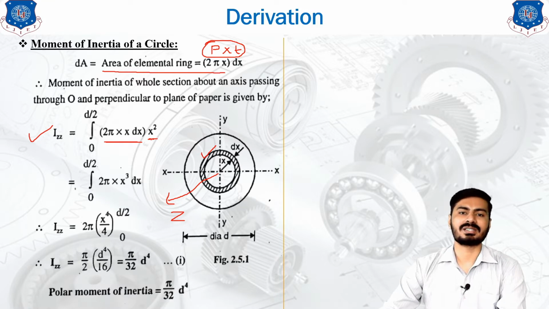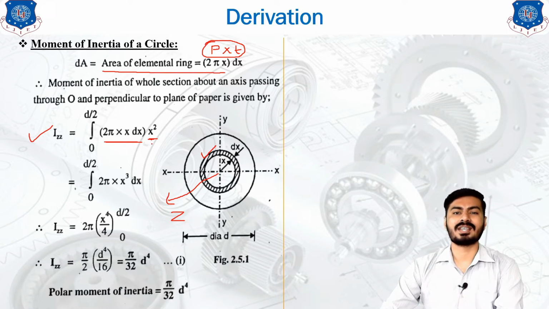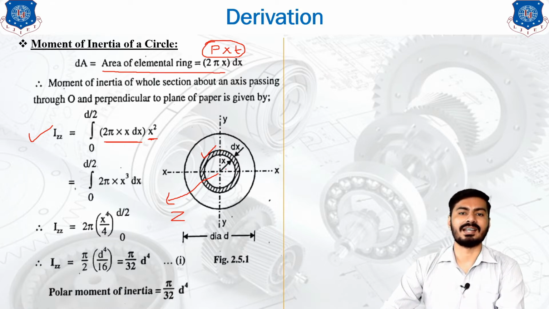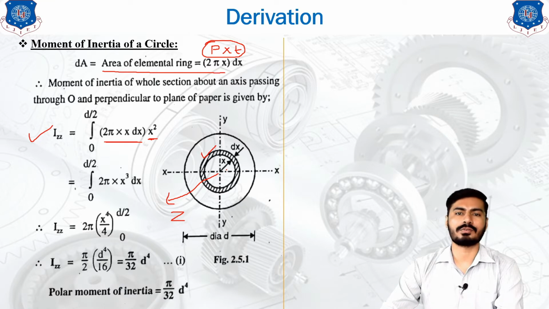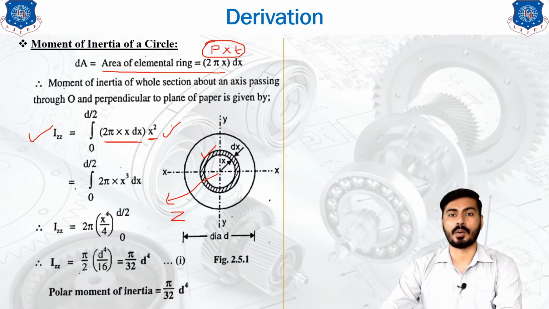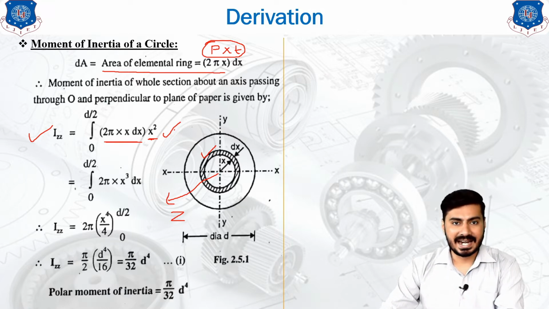Why have we taken the distance from the z axis? Because this distance must be the perpendicular distance from the axis. As you can see, if you consider this x distance, that is not perpendicular to the x or y axis. Okay, so in order to calculate the perpendicular distance, there is only one choice, that is nothing but the z axis. So this distance is perpendicular to the z axis, and that's why this gives the answer of the moment of inertia about the z axis.